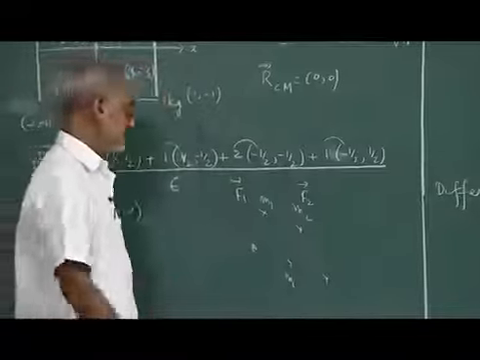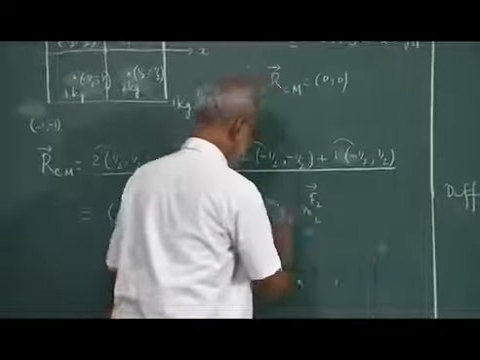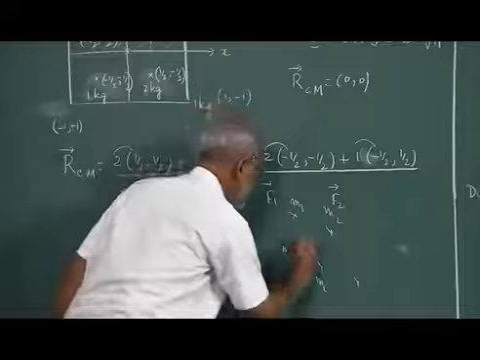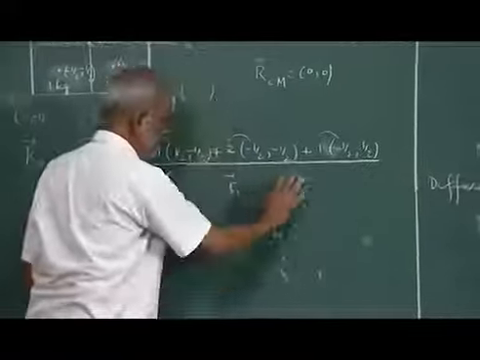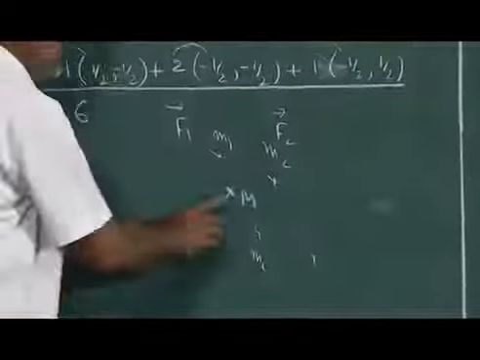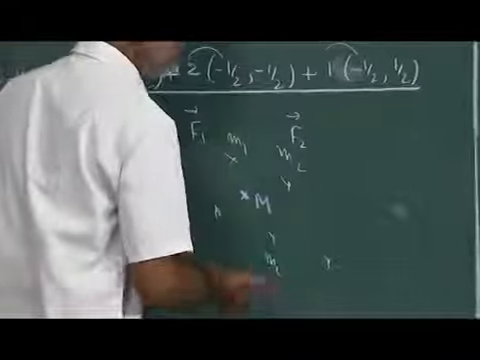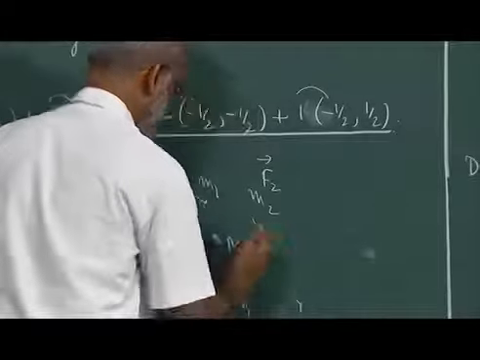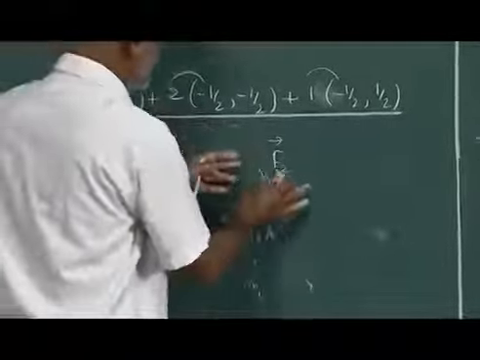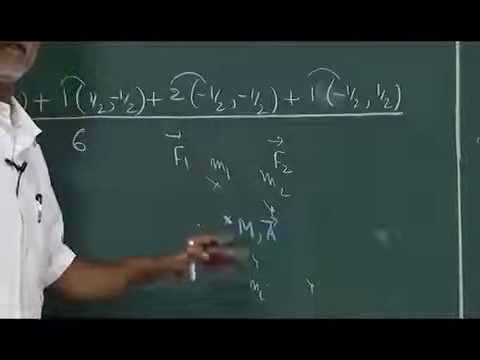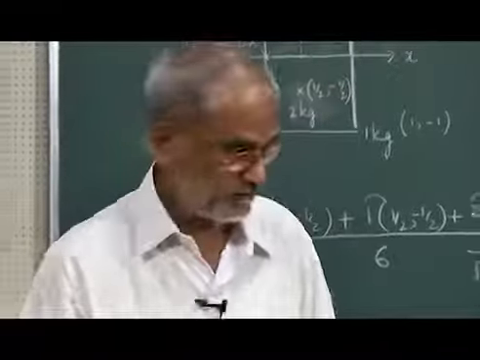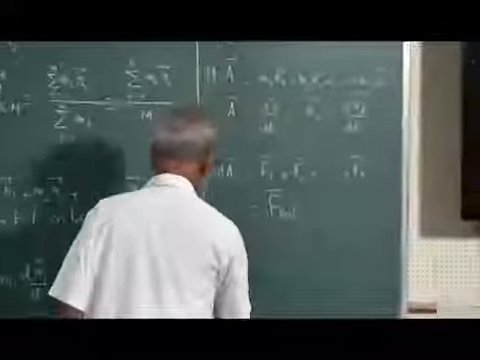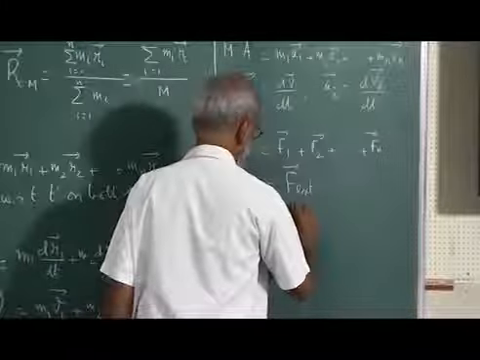Now the whole picture can be replaced by the center of mass of the system, in a different colored chalk. So this is the center of mass. All these white dots can be replaced by this M, and it is going to move with an acceleration A. So all these particles and the external forces acting on them can be replaced by simply the center of mass moving with an acceleration A. This is a very nice way of looking at things. Now this is the governing equation: M into A is equal to F external.